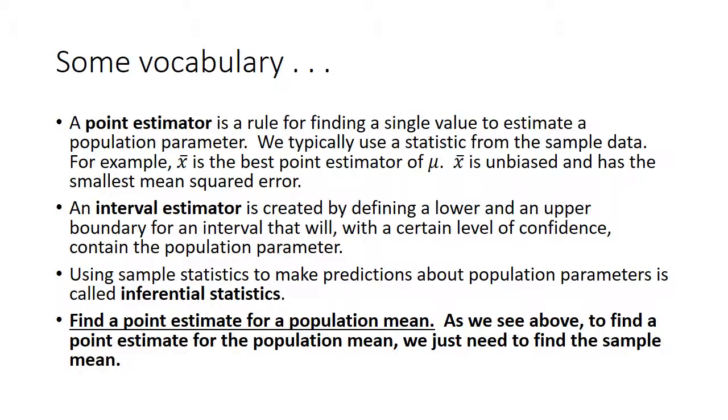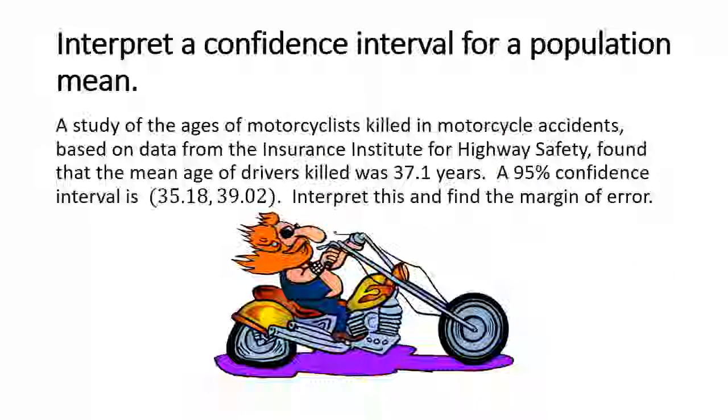Using our sample statistics to make predictions about population parameters, like this, is called inferential statistics. And if we want to find a point estimate for the population mean, as we just said, we just find the sample mean.